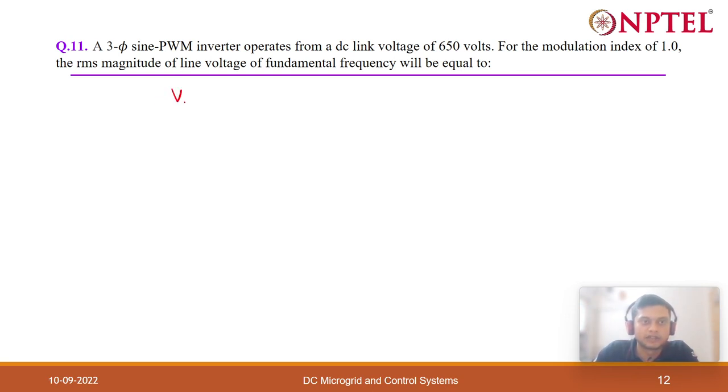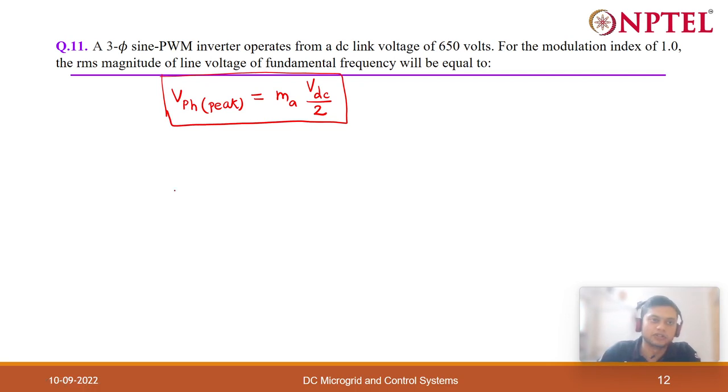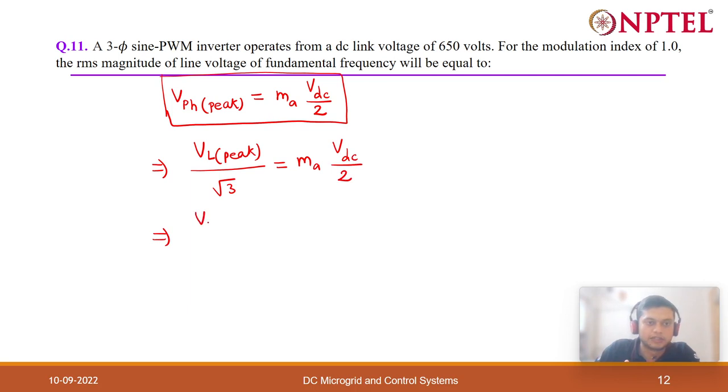So the fundamental phase peak voltage you can write in terms of modulation index and DC voltage: MA into VDC divided by 2. And here they have asked about the RMS magnitude of line voltage, so convert this phase value into the RMS line voltage. First write the peak value: VL peak divided by root 3 gives V phase peak, MA into VDC divided by 2. For line voltage, peak value is root 2 times the RMS voltage.